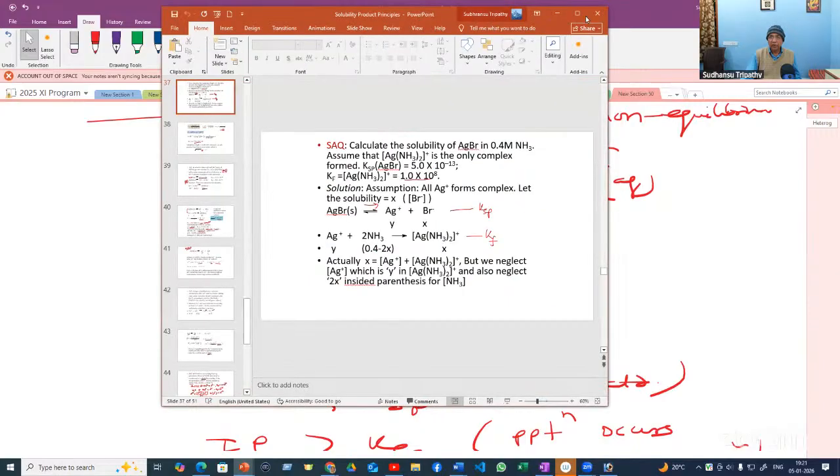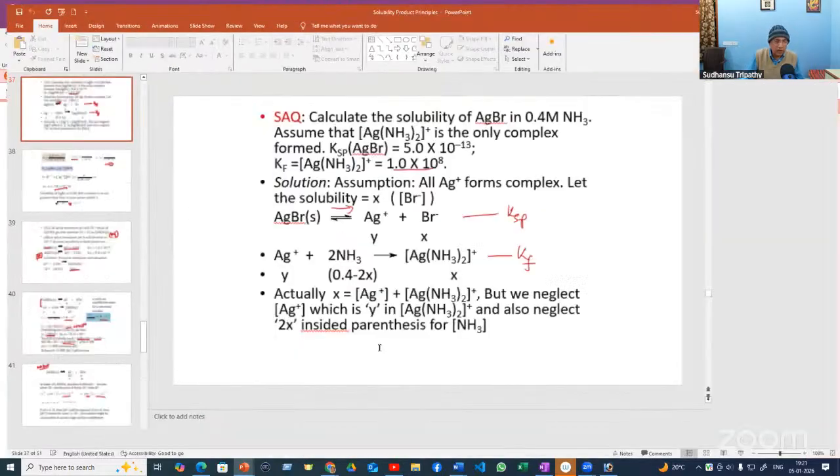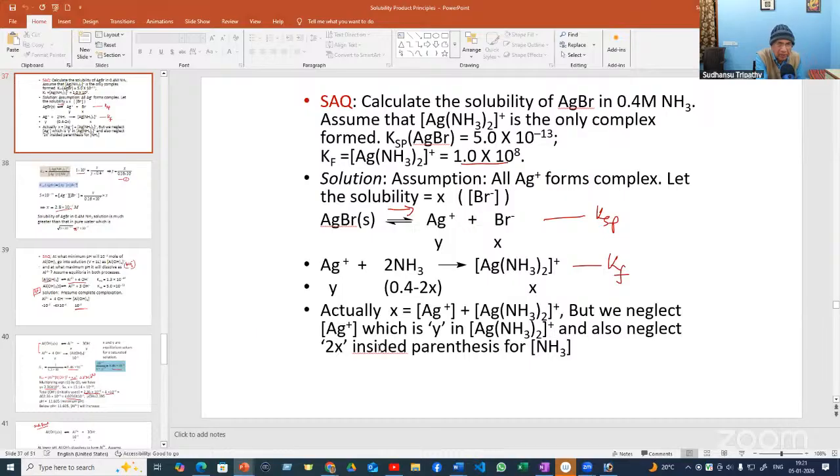Now I'm showing you not a cyanido complex, but a similar type, an amine complex. I am showing you a problem to save time. Calculate the solubility of silver bromide in 0.1 M ammonia. Assume that diamminesilver ion is the only complex formed, and the two data are given, the KSP of silver bromide.